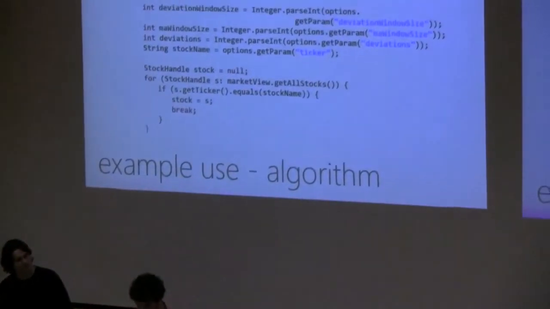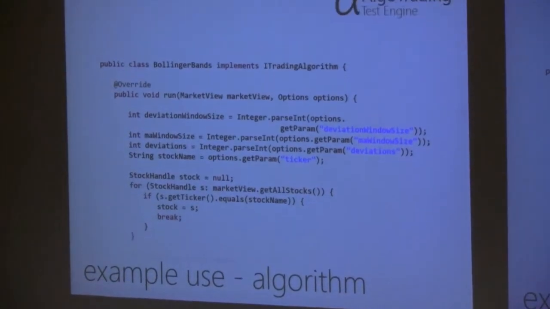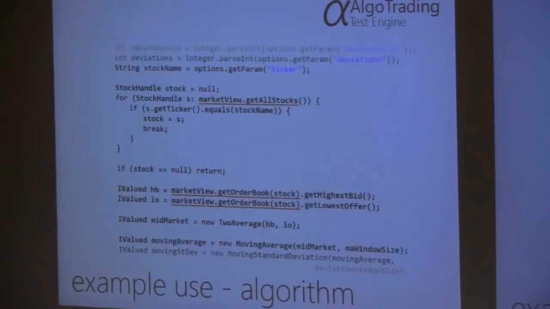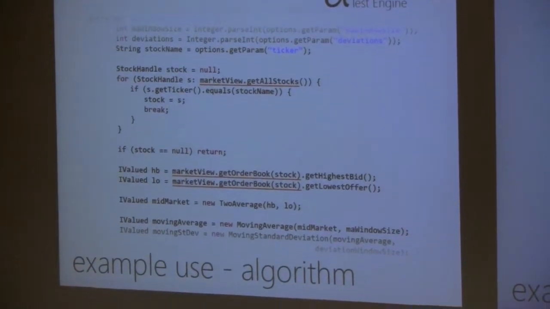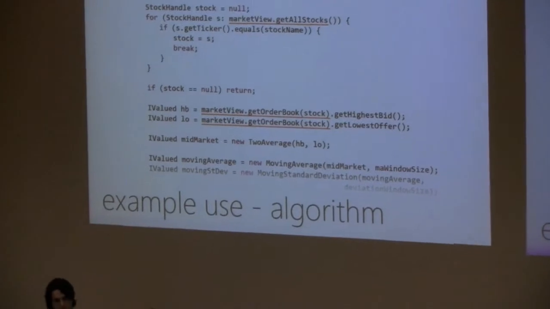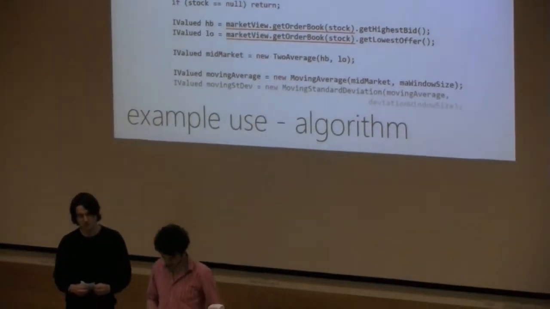This is a sample algorithm using a technique called Bollinger Bands. That doesn't really matter for this example. The programmer interfaces with the market using our market view class, which provides a full interface for listing stocks, obtaining stock prices, and selling stocks.